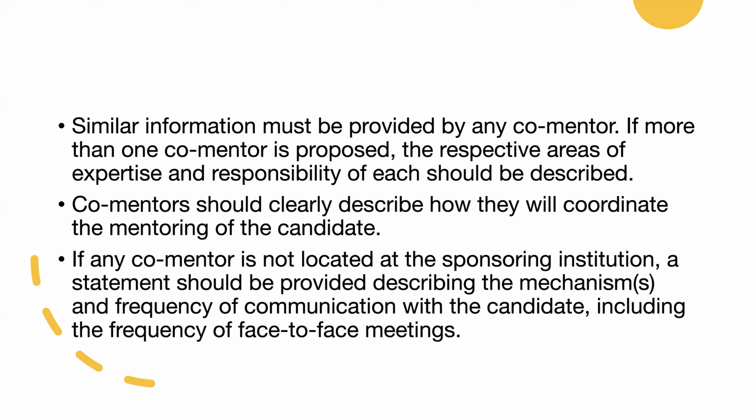The co-mentor should clearly describe how they will coordinate the mentoring of the candidate. So you have 3 co-mentors. How are they going to meet? Are they going to meet with you individually? Are they going to meet with you together as one lab meeting? How often is it going to occur? And then how are they going to communicate your progress to each other? So typically there's meetings one-on-one, there's usually meetings as a group, and then there's usually meetings of just the mentors, or if you have an advisory committee, then the advisory committee can meet with your mentors as well.